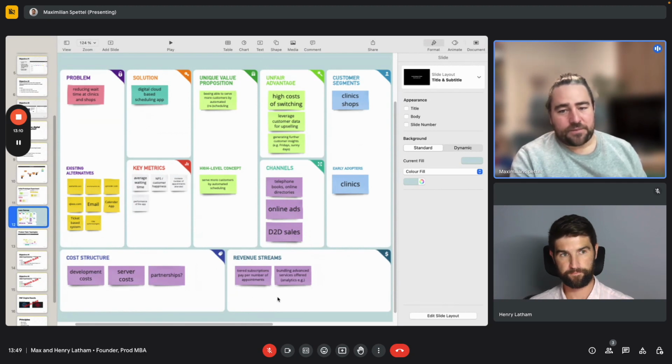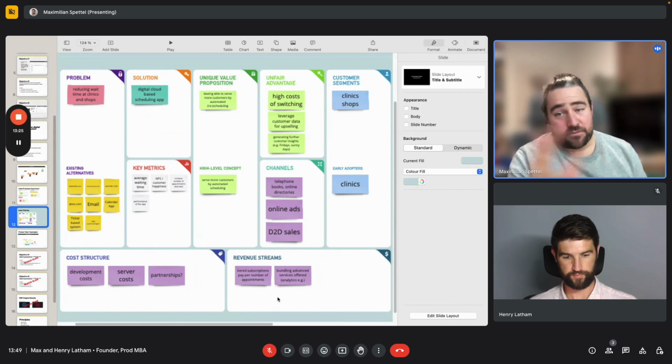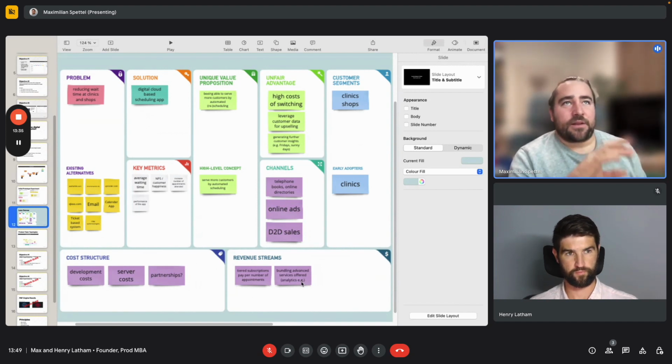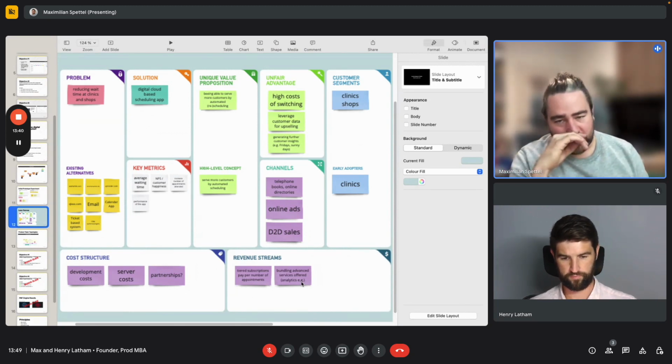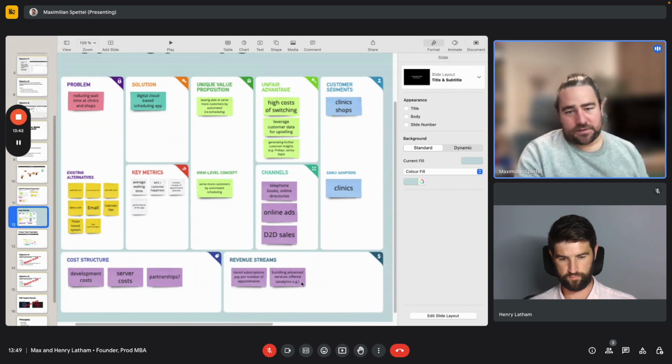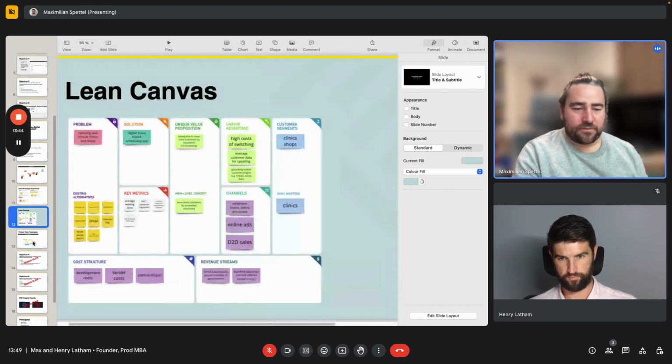Regarding revenue streams, we could generate revenue through targeted subscriptions, pay per number of appointments, or have different tiers depending on how many tickets are sold, or waiting times, service level agreements, and so on. And of course, we could also offer bundled advanced services, like a basic subscription, a premium subscription or an enterprise subscription, which would then offer additional services like data analytics, for example.